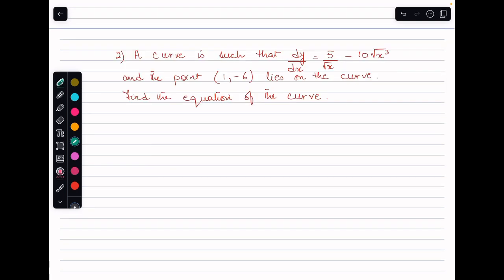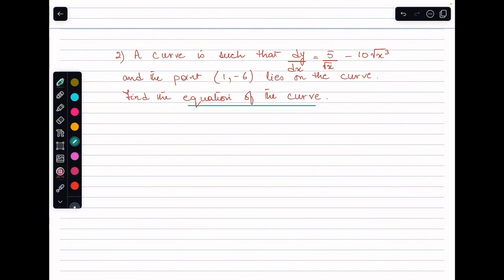So the second question here says a curve is such that dy by dx equals 5 divided by square root of x minus 10 times square root of x cubed, and the point (1, -6) lies on the curve. So we need to find the equation of the curve.